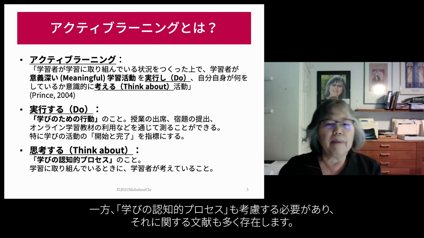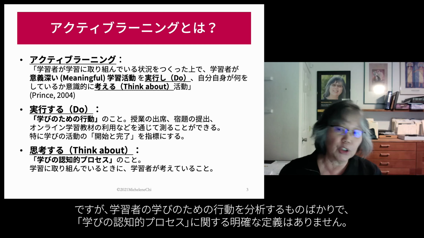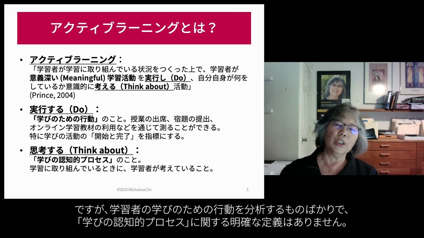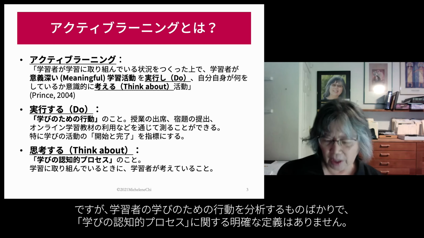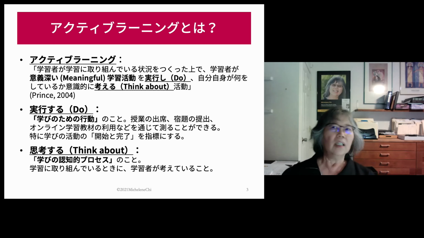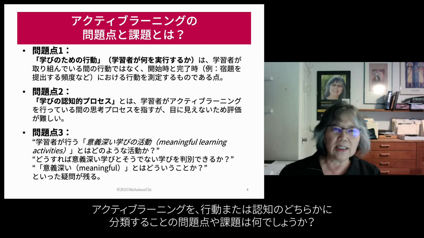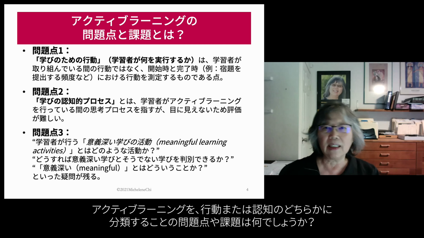Active learning, or an active learning definition, also refers to cognitive engagement. There's also literature on that, and that usually refers to what students are thinking about when they're behaviorally engaged. And there's not a very good definition of cognitive engagement other than that in the literature. It's just not very clear what's going on. So what are the problems and challenges of referring to active learning as either behavioral or cognitive engagement, doing and thinking, faced in the literature and in practice?